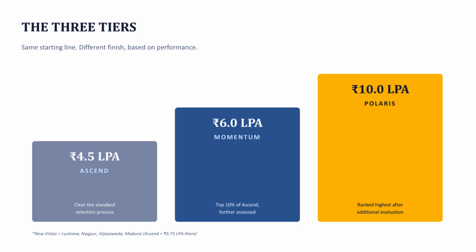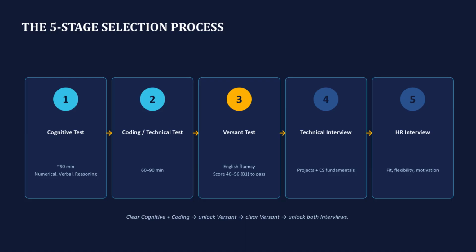So coming to the selection process, there are five stages in this one. I want to walk you through them properly because knowing the order matters. The first one is the cognitive test. It's around 90 minutes. Here you will be given questions on numerical ability, verbal, and reasoning, a classical aptitude round. And coming to the second one, that is the coding or technical test, somewhere around 60 to 90 minutes.